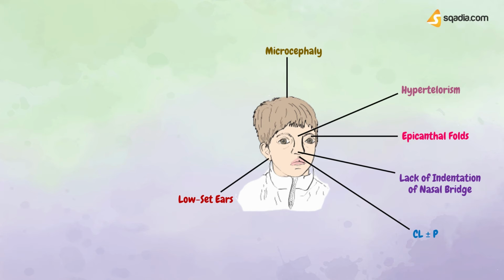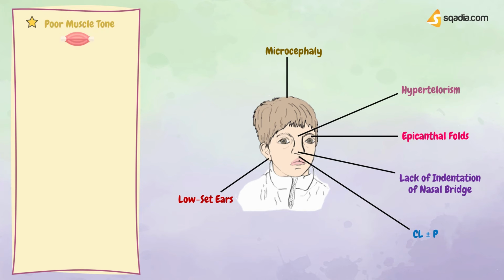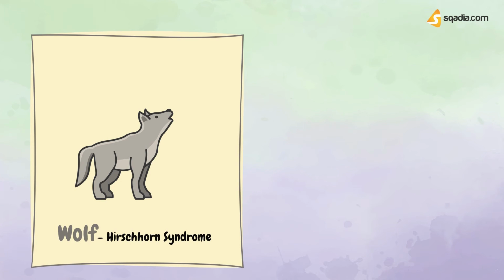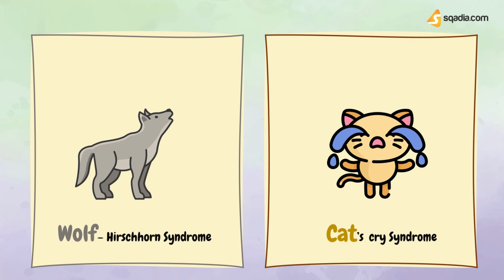Low set ears, short upper lip, hypotonic at birth, and muscle tone remains poor. Heart defects, convulsions, and undescended testes, and severe learning difficulties. You can memorize important points about Wolf-Hirschhorn syndrome and cat's cry syndrome, such that Wolf-Hirschhorn syndrome is 4p deletion, and cat's cry syndrome is 5p deletion.